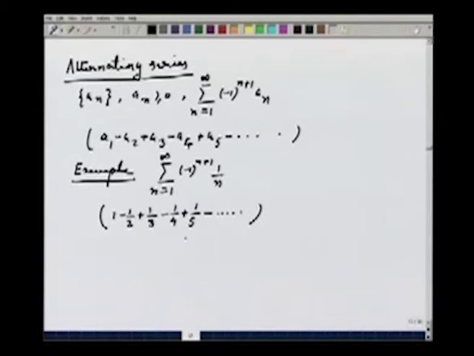Notice that this series is not absolutely convergent, because if I take modulus of the terms, all I get is summation 1 by n, which I know does not converge. But the question still remains, does the series converge? Because absolute convergence implies convergence but not the other way. So we are interested to know whether this particular series converges or not. That we will get by something called the Leibniz test, whose statement is like this.